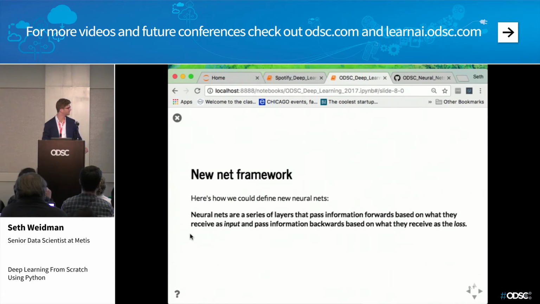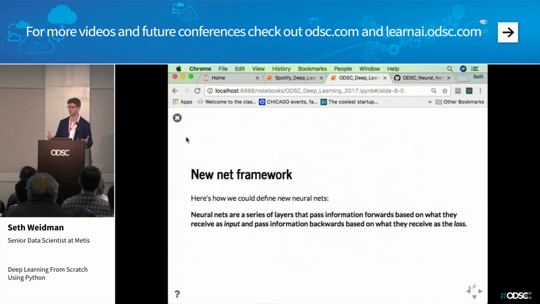All right. So one way to think of neural nets is just as a mathematical function. It just takes in inputs, does a bunch of transformations to it, and outputs something. You can also think of it equivalently, and in some cases it's helpful to think of it one way, and in some cases the other way, as a series of layers that pass inputs or information forwards and pass gradients backwards. And that's the mental model we're going to have for the second part of this.